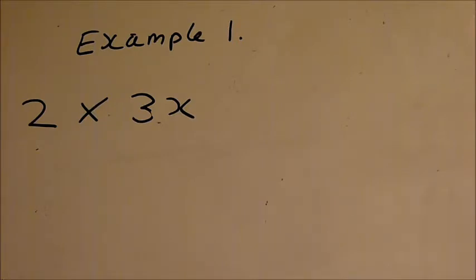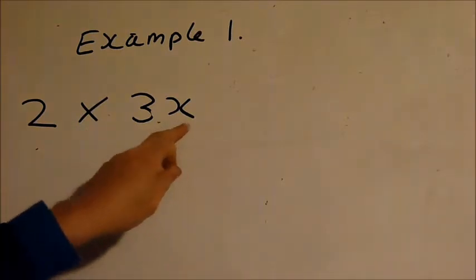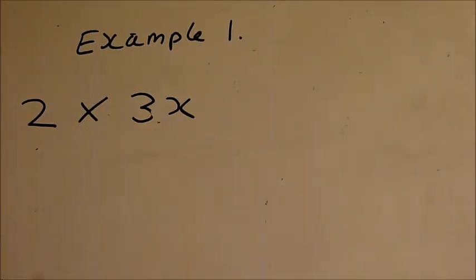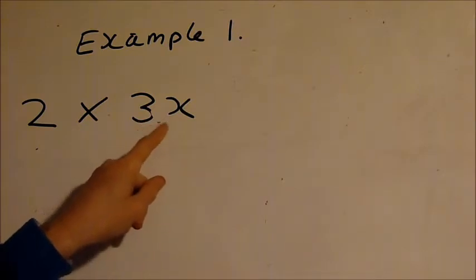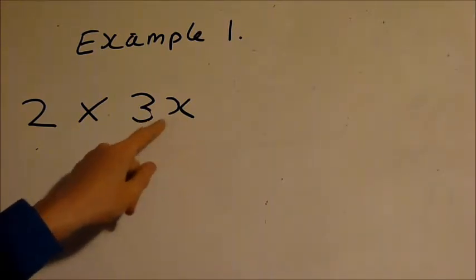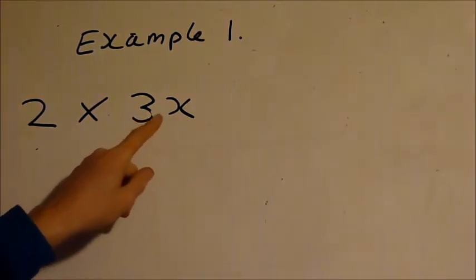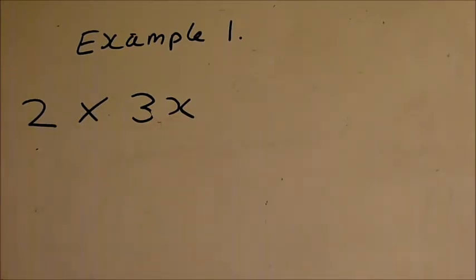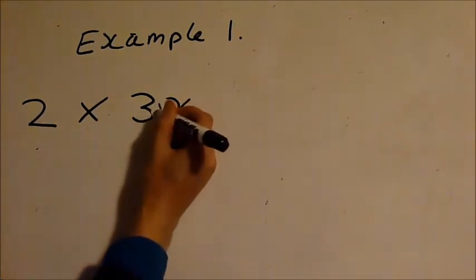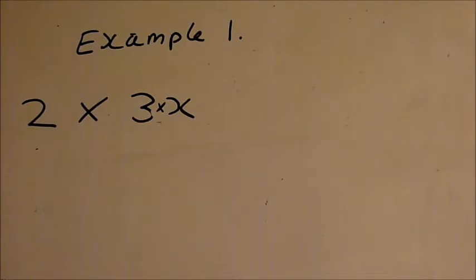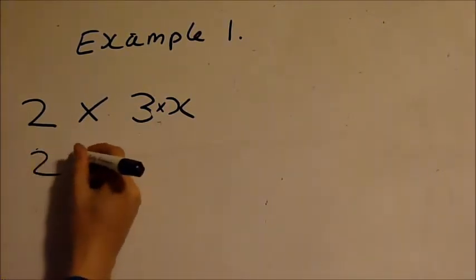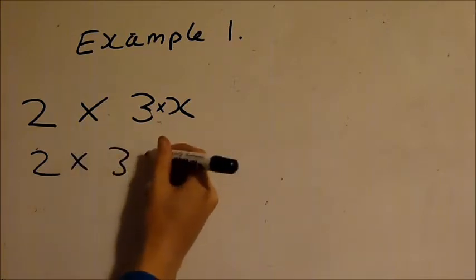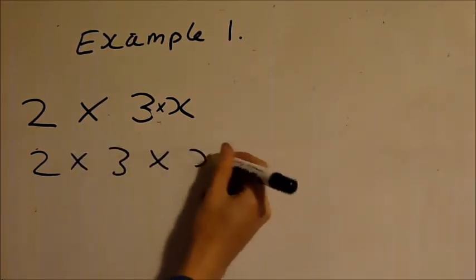So the first example, we have 2 times 3x. Now remember that when we have a number and a letter next to each other, that means 3 times x. There's a hidden multiply in between the 3 and the x. So if we write this out again, we've got 2 times 3 times x.